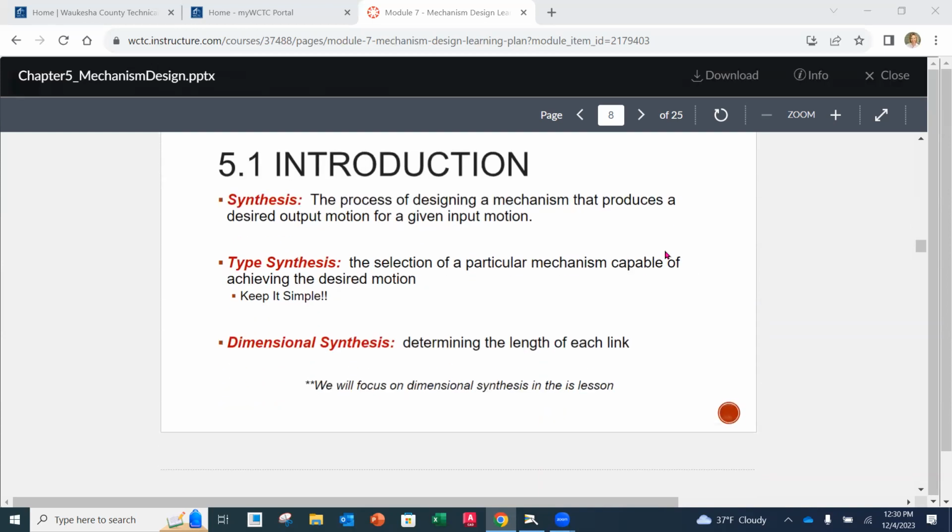And then dimensional synthesis is figuring out what are the dimensions that we're going to be using? What are the actual lengths of the different links? And what's the space that this is going to actually take up? That's dimensional analysis. So we are going to be focusing mostly on that dimensional analysis because that's in the end where we're going to have to incorporate it into our designs.